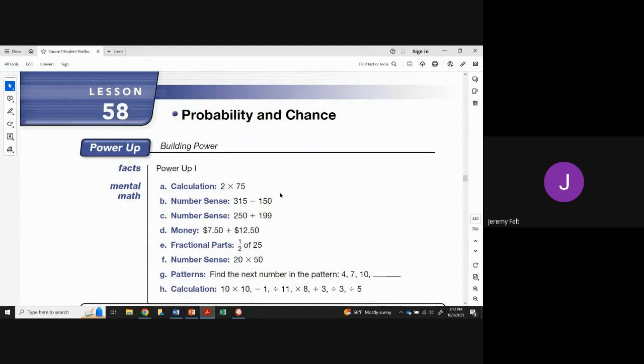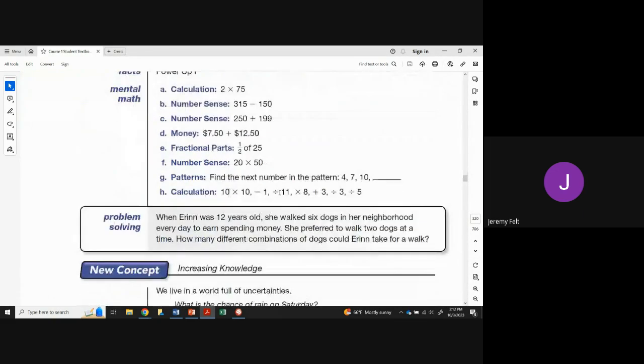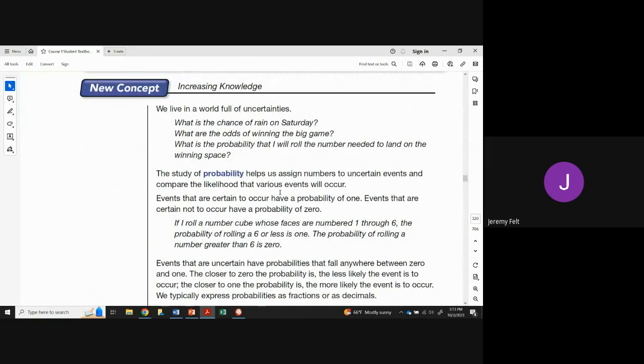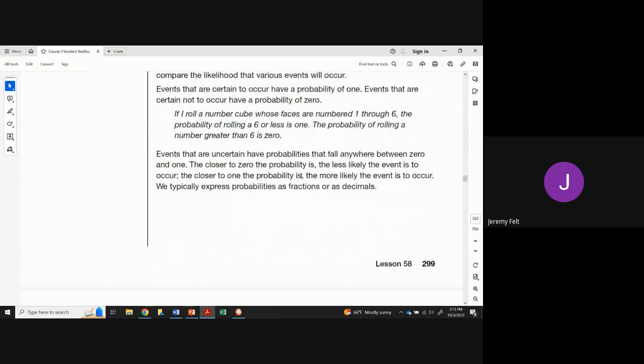Lesson 58 deals with probability and chance. So probability, you've probably heard, what are the chances of rain tomorrow? What's the likelihood of this happening? Your favorite team to win the Super Bowl, what are the odds? Okay, those all work hand in hand, and that's what's known as probability. So probability helps us assign a number to uncertain events and compare the likelihood that various events will occur.